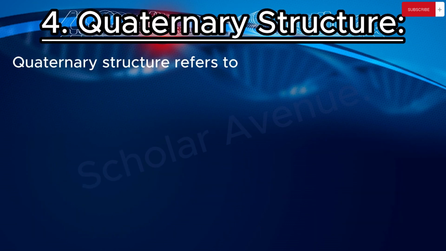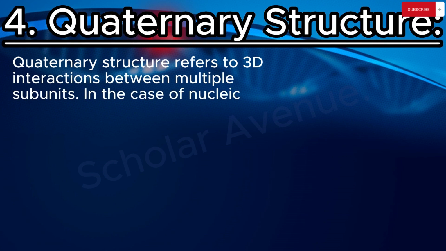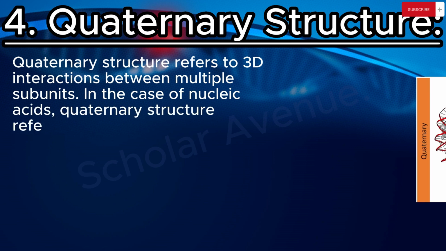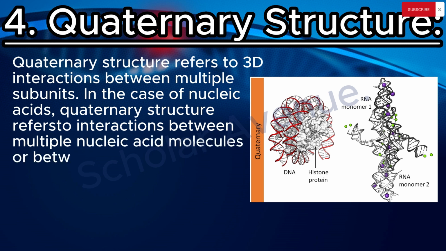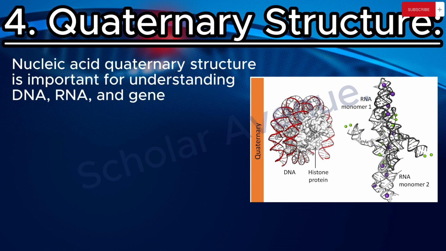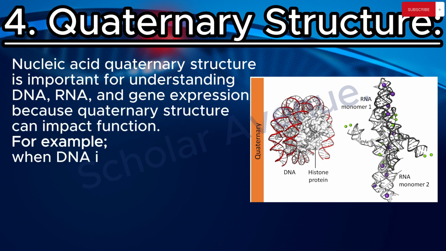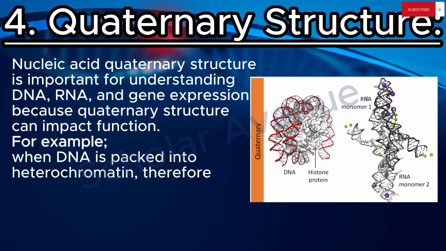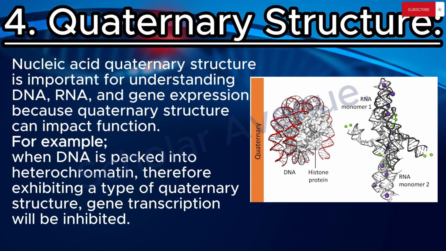Quaternary structure refers to 3D interactions between multiple subunits. In the case of nucleic acids, quaternary structure refers to interactions between multiple nucleic acid molecules, or between nucleic acids and proteins. Nucleic acid quaternary structure is important for understanding DNA, RNA, and gene expression because quaternary structure can impact function, for example, when DNA is packed into heterochromatin. Therefore, when exhibiting a type of quaternary structure, gene transcription will be inhibited.